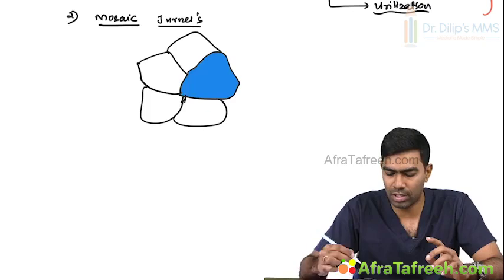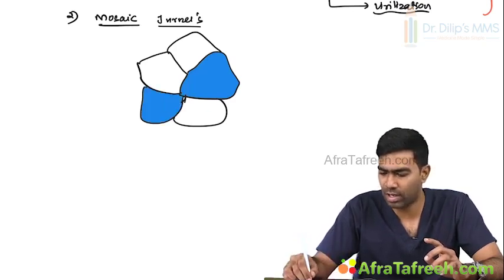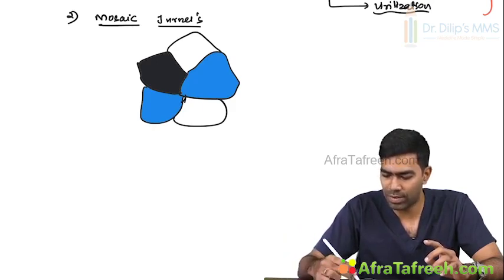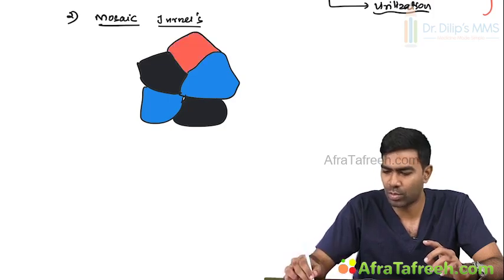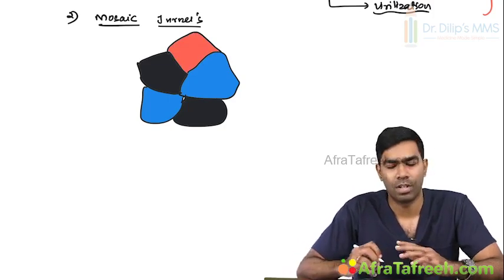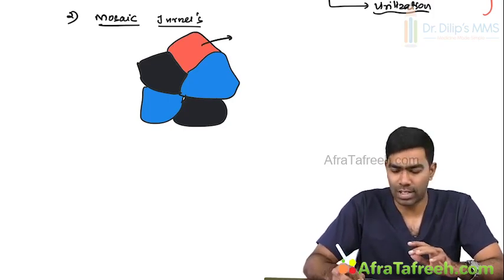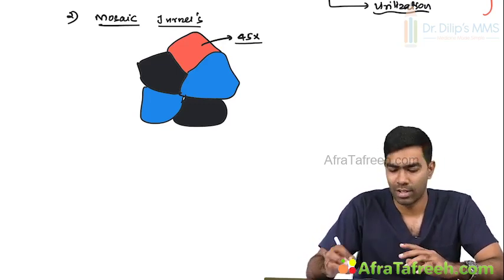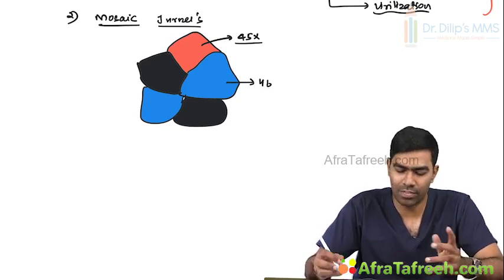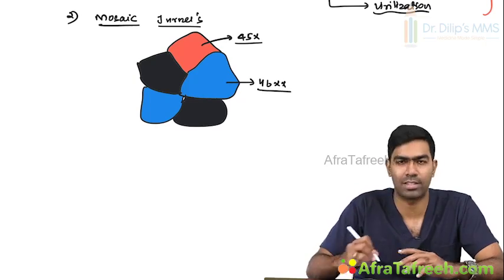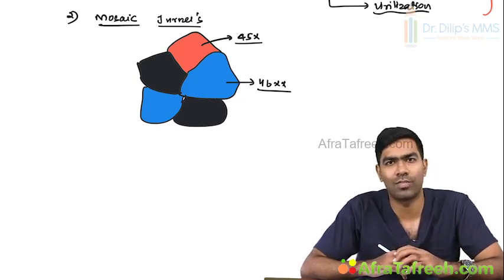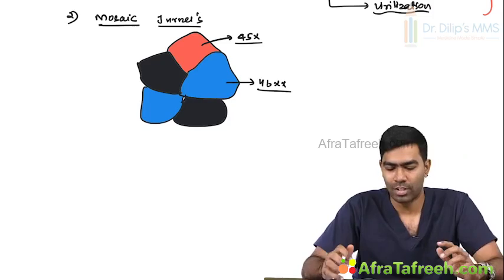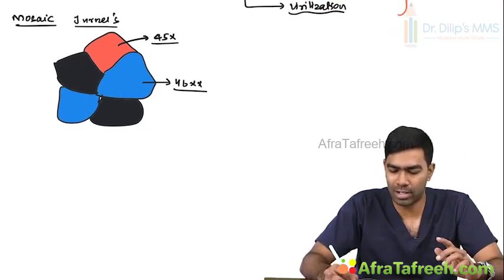Certain tiles will have a different color, and certain will have another different color. This is what we call a mosaic. Similarly, each and every individual cell is having a different karyotype. For example, this cell is having a Turner's karyotype, and this cell is having a different karyotype, for example 46XX. So obviously this is what we call a mosaic, which means in a particular individual, different groups of cells are having different karyotypes.